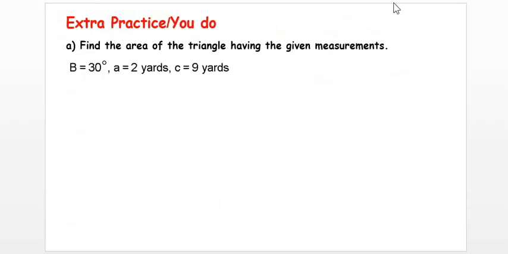Now these are some extra questions. These are not from the book. So it says find the area of the triangle having the given measurements. They said angle B is 30 degrees, A is 2 yards and C is 9 yards. How will you know that this angle is made by these two sides, or lying in between these two sides? So the best thing is to first draw roughly any triangle, right? So let's say here you have A, here you have B, and here you have C. All these are capital letters because they are actually showing the angles of the triangle.